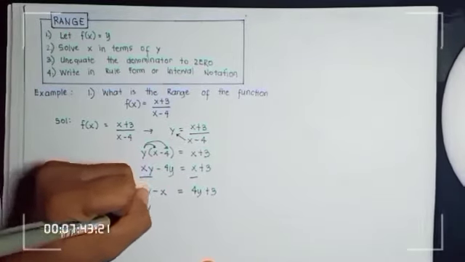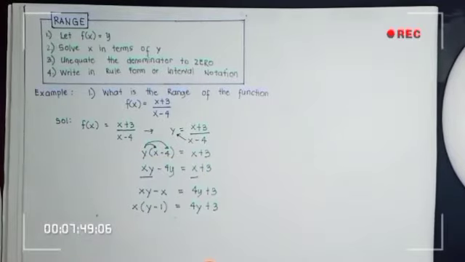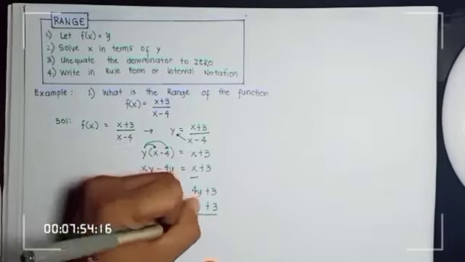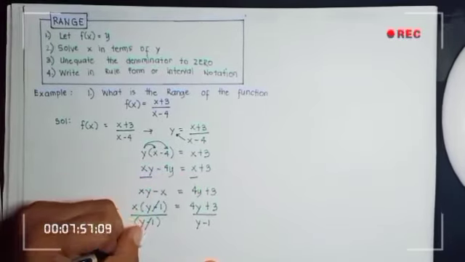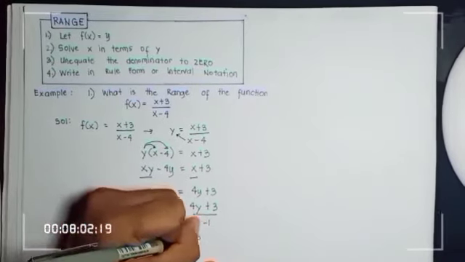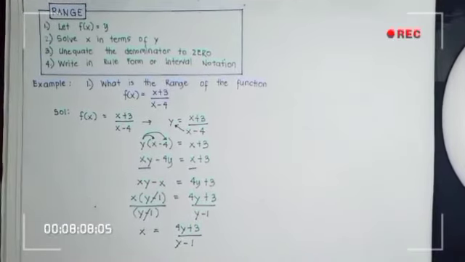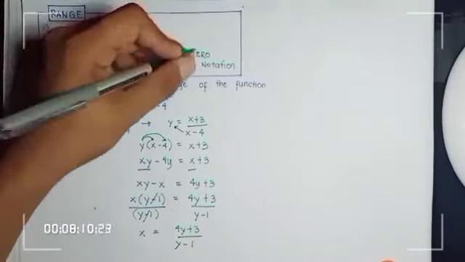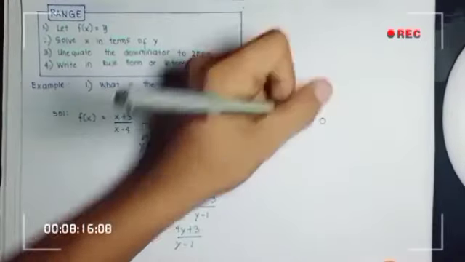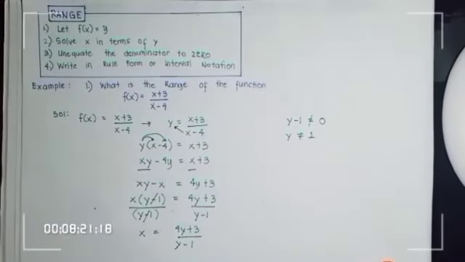The common factor is x, and we factor it out. What is left is y minus 1, and then copy 4y plus 3. And we divide both sides by the quantity of y minus 1. What is left is x equals 4y plus 3 over y minus 1. The next step is to equate the denominator to 0. The denominator is y minus 1. Therefore, we have y minus 1 is not equal to 0. Transposing negative 1, we have positive 1.